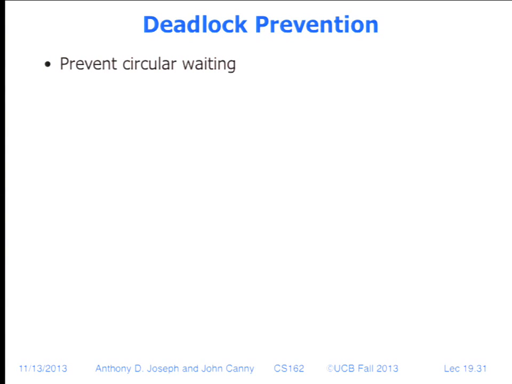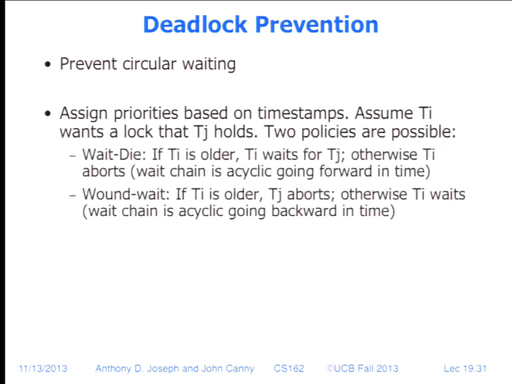Anyway, the goal of deadlock prevention is to prevent circular waits. So we'll look directly at that problem. One approach is to assign priorities based on timestamps. If we assume that a transaction TI wants a lock and another transaction TJ holds it, then there are two policies that we can implement. One of them is called wait-die, which means if transaction I is older, then TI has to wait for TJ, so the older transaction waits for the newer one.